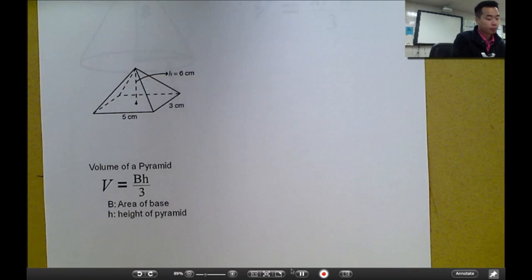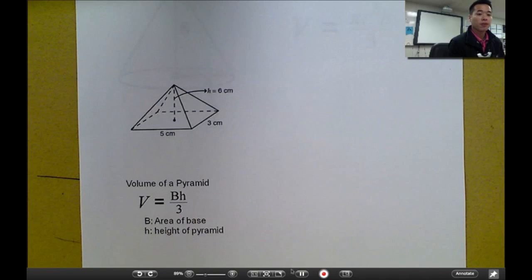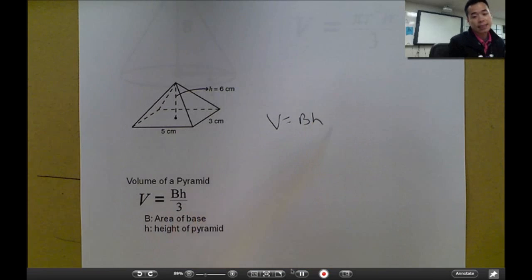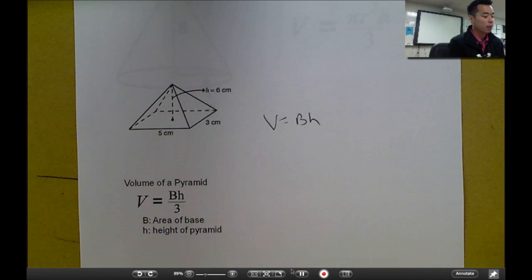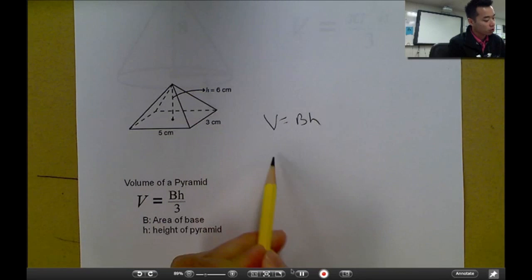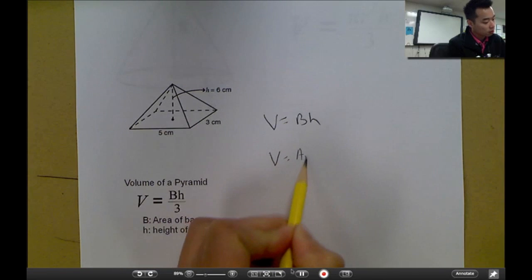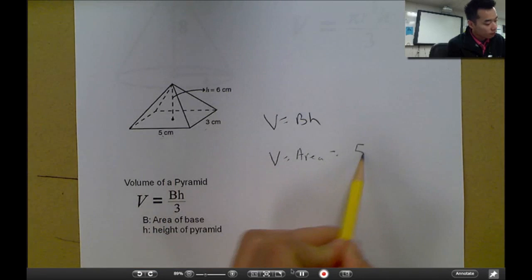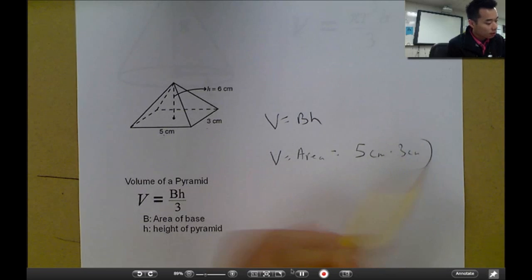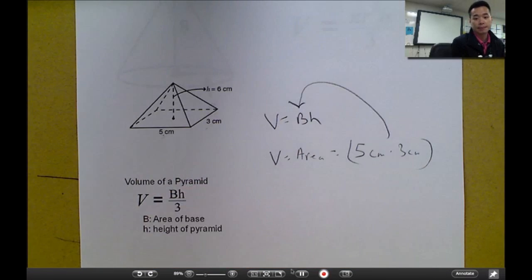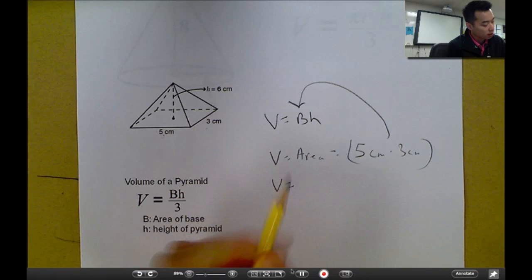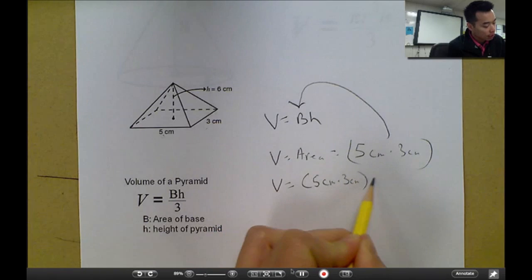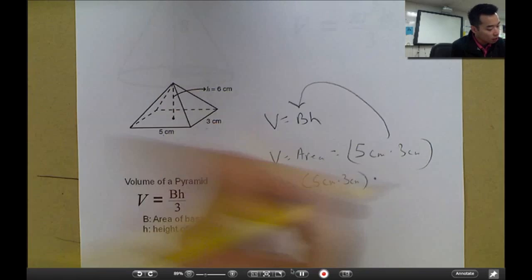Okay, let's get into it. So let's do the first one, finding the volume of this rectangular pyramid. The first thing I always do is write down the area of the base. This is a rectangle, so you know that the area of this would be 5 centimeters times 3 centimeters. This is the same as your capital B. So right now we have volume is equal to 5 centimeters times 3 centimeters times the height. The height connects the base to the top, which is 6 centimeters.